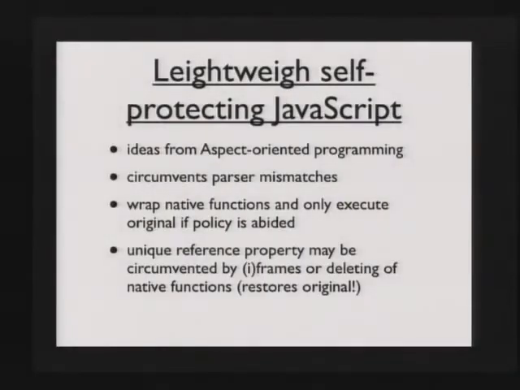another approach that I have seen is called lightweight self-protecting JavaScript. They are using ideas from aspect-oriented programming, and this circumvents parser mismatches because you're interposing some functions of your browser in JavaScript. So what they do is they wrap some native functions and only execute the original if some policy is abided. And here they have to make sure that only the wrapping function will reference the original function, otherwise you could come back to the original JavaScript function.